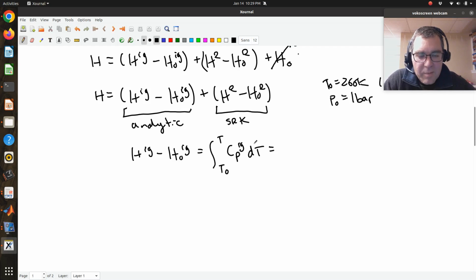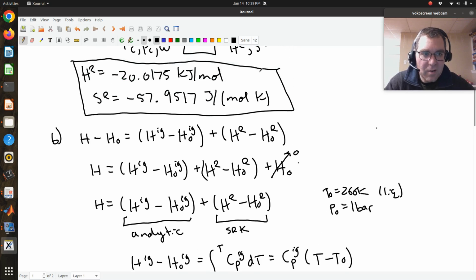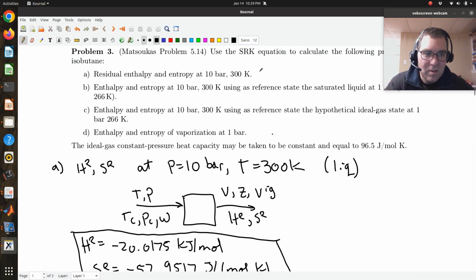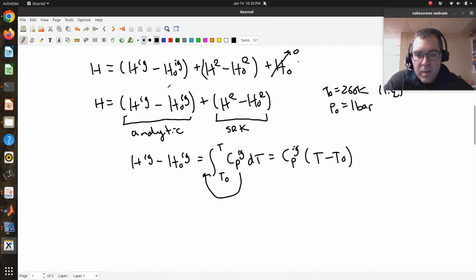Where in our problem Cp is constant, so I can pull it out. And I'm just left with Cp ideal gas times (T minus T naught). Cool. So we're given the value of Cp ideal gas in the additional information. It's the same value from problem 2. We're told Cp is constant, which is why I pulled it out. And the given value is 96.5 joules per mole Kelvin. So my ideal gas difference is just Cp ΔT. And we've already computed H^R, but I can get H naught R using our cubic equation of state.